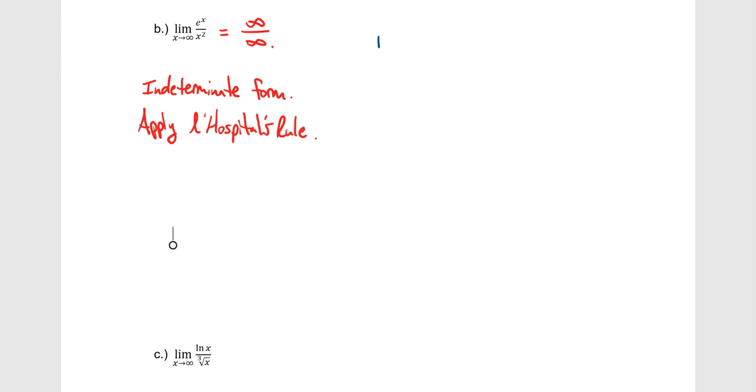Limit of e to the x over x squared as x approaches infinity. We attempt direct substitution. And if we do that, we would end up getting e to the infinity, which is infinity, over infinity squared, which is infinity. So indeterminate form, apply L'Hospital's rule. So we go ahead and we say the limit as x approaches infinity of e to the x over x squared is going to equal the limit as x goes to infinity of the derivative of the numerator divided by the derivative of the denominator.